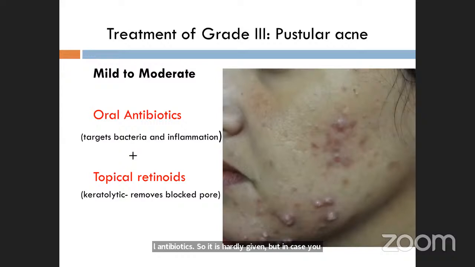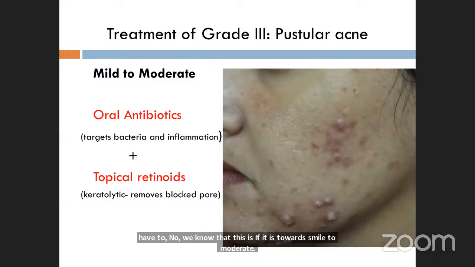And now we know that this is grade 3 acne. If it is towards mild to moderate, oral antibiotics and topical retinoids work well. Next slide, sir.